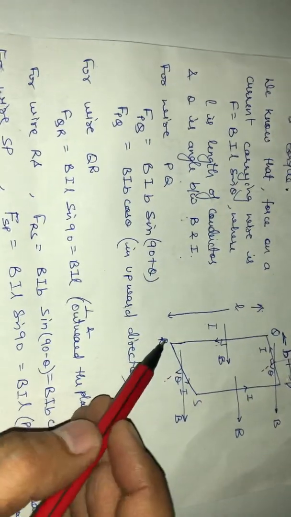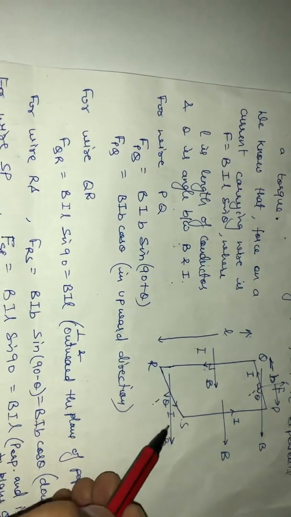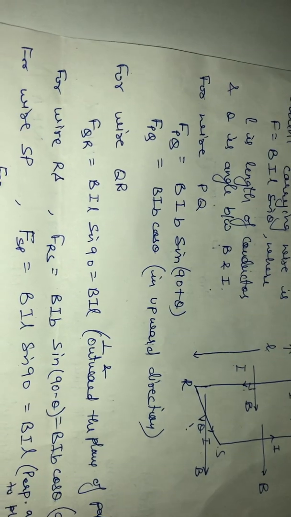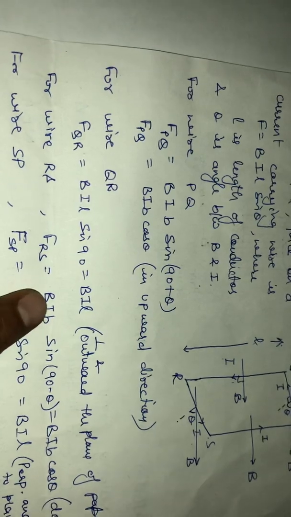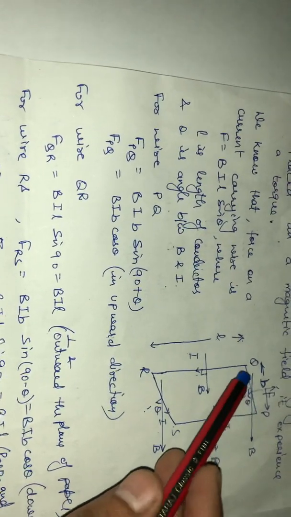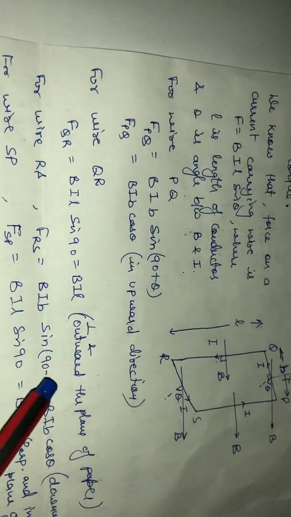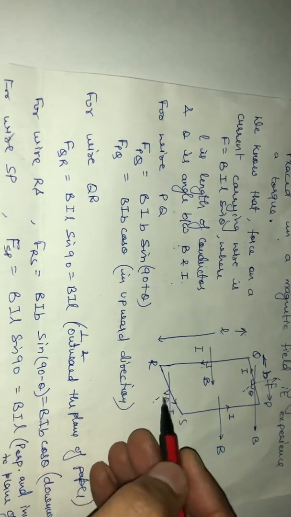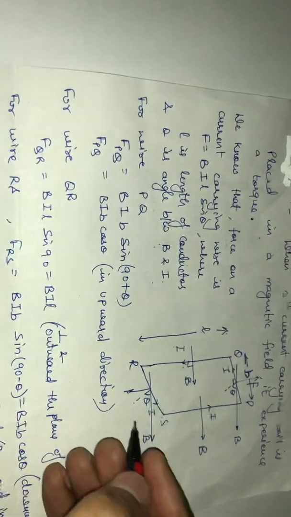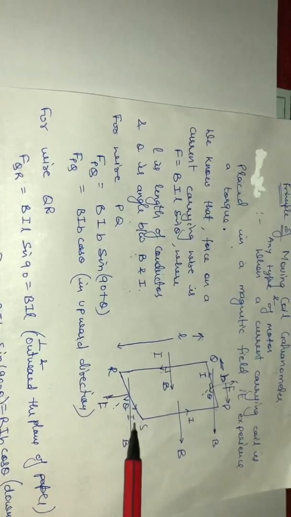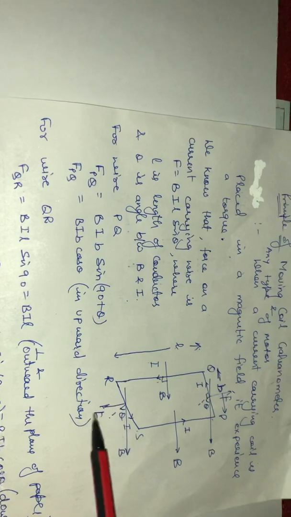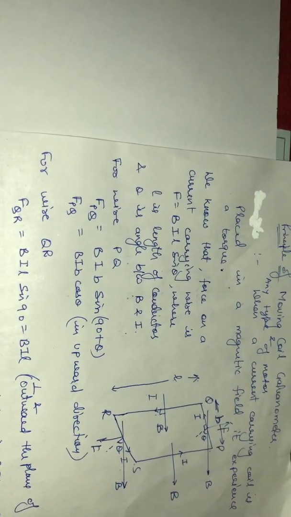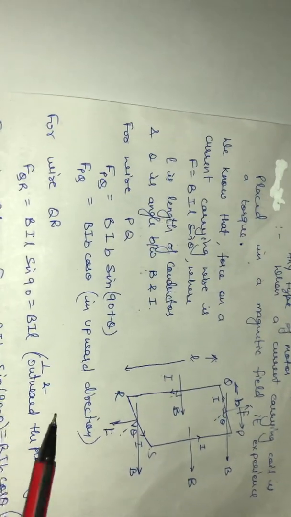Now we calculate the force on the wire RS, that is R to S. I is in this direction, B is in this direction, which means the angle between B and I is 90 minus theta. If we put the value, the force on RS is B, I, length of RS is again B, so BIB sine 90 minus theta, and sine 90 minus theta is cos theta. If we apply the thumb rule, I cross B, the direction of this is downward. This means the force on PQ is upward and the force on RS is downward. These forces are equal and opposite: force on PQ is BIB cos theta upward, and force on RS is BIB cos theta downward. Forces are equal and hence cancel the effect.